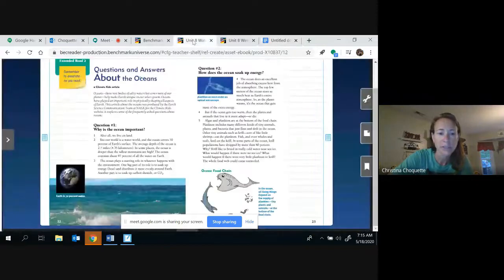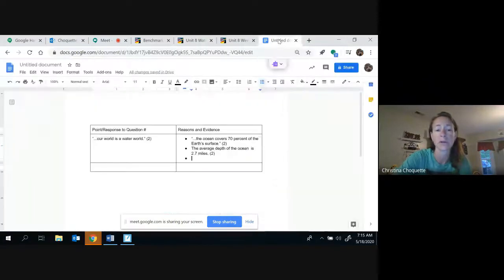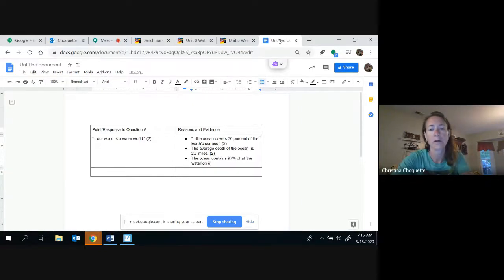And then she also says that the ocean contains 97% of all the water on Earth. I paraphrased that one as well. I really do prefer to paraphrase. So those are three points that she gives that support our world is a water world.